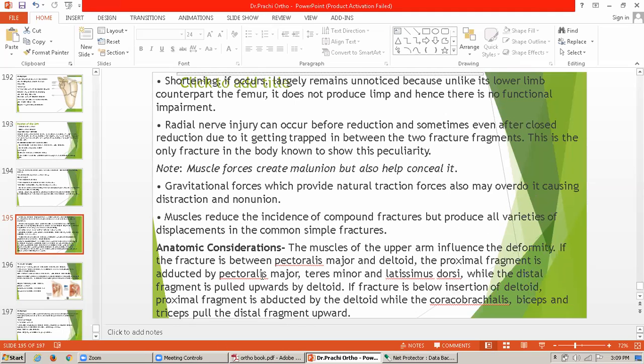Next is the anatomical consideration, in which the muscles of the upper arm influence the deformity. If the fracture is in between the pectoralis major and the deltoid, the proximal fragment is adducted by the pectoralis major, teres major and the latissimus dorsi, while the distal fragment is pulled upward by the deltoid. If the fracture is below the insertion of the deltoid, then the proximal fragment is abducted by the deltoid, while the coracobrachialis, biceps and the triceps pull the distal fragment upward.